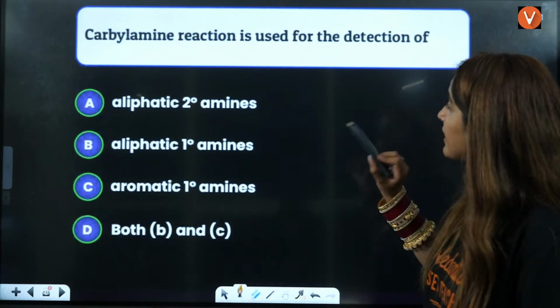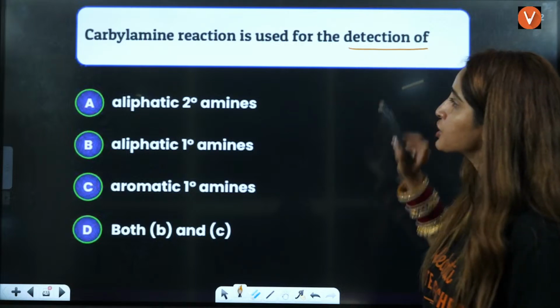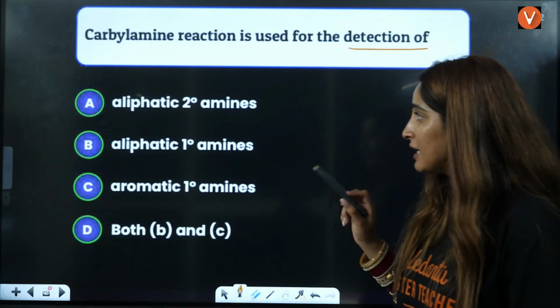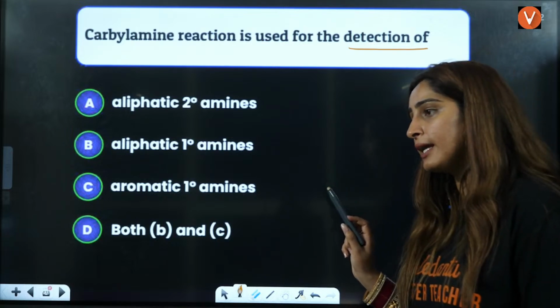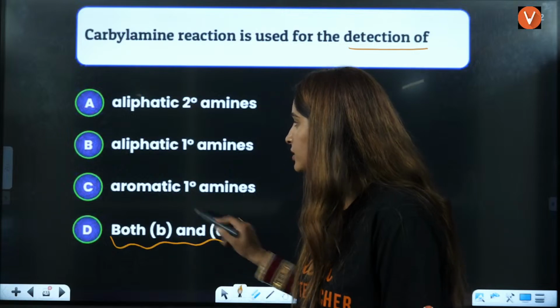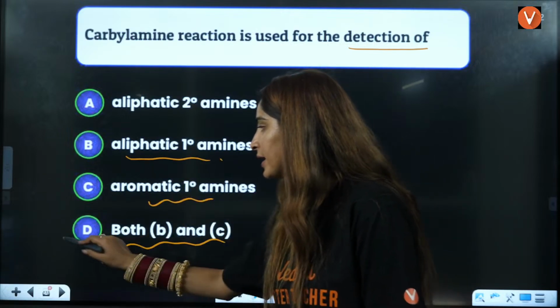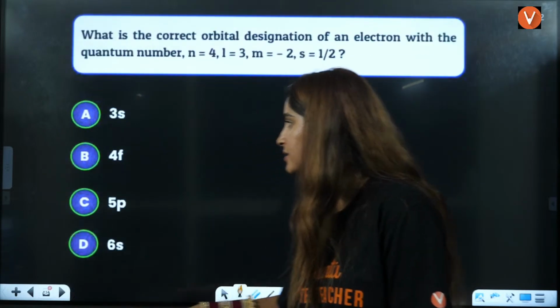Carbylamine reaction is used for the detection of aliphatic 2 degree, aliphatic 1 degree, aromatic 1 degree. So answer is both aliphatic and aromatic 1 degree. So D is the correct answer here.